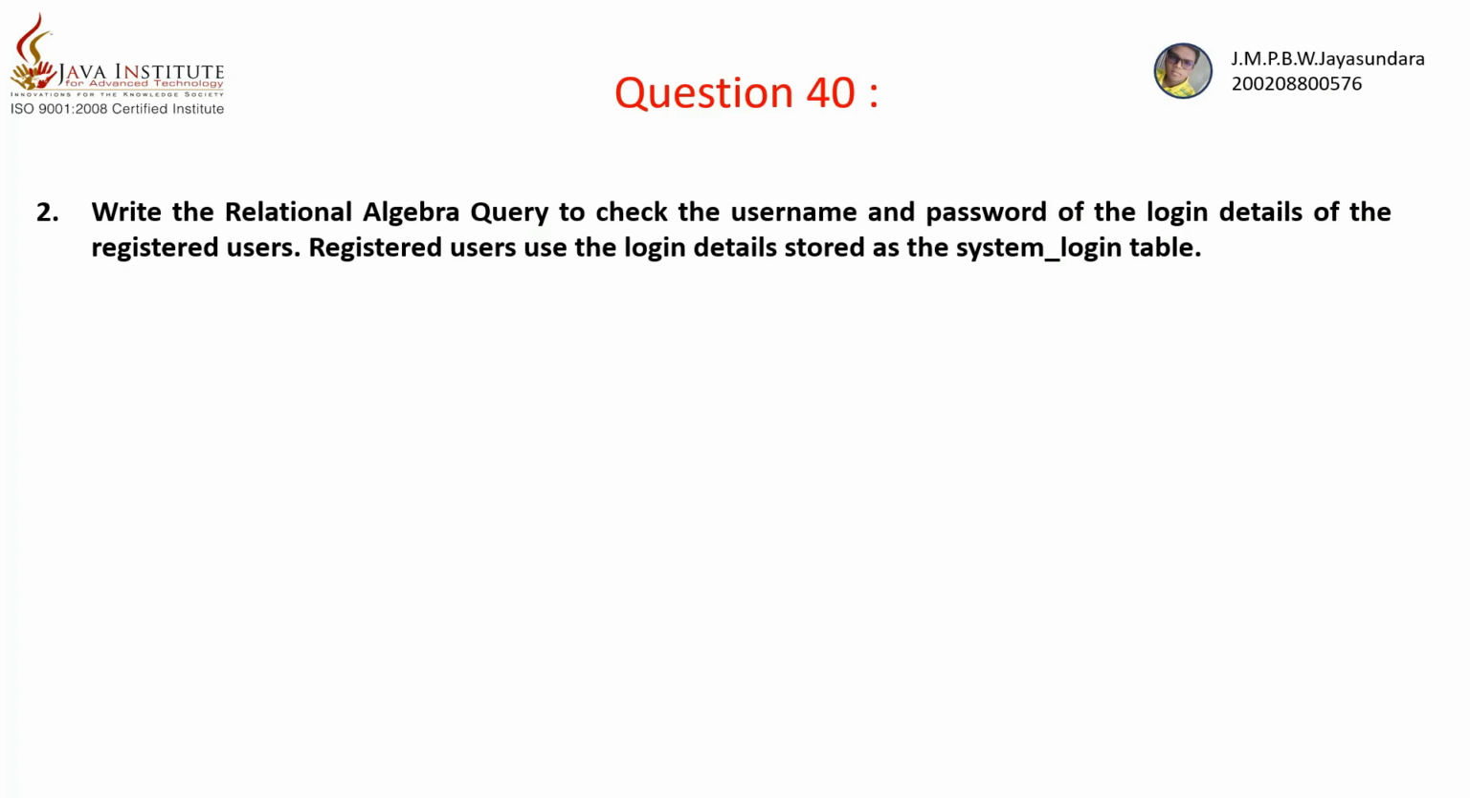So this is our second question. It says, write the relational algebra query to check the username and password of the login details of the registered users. Registered users use the login details stored as system login table. So we need to use projection and then the names of the columns. In here we have to use username and password. After that the name of the table. This table is system login. Since we are using more than one column name, we have used a comma in here.